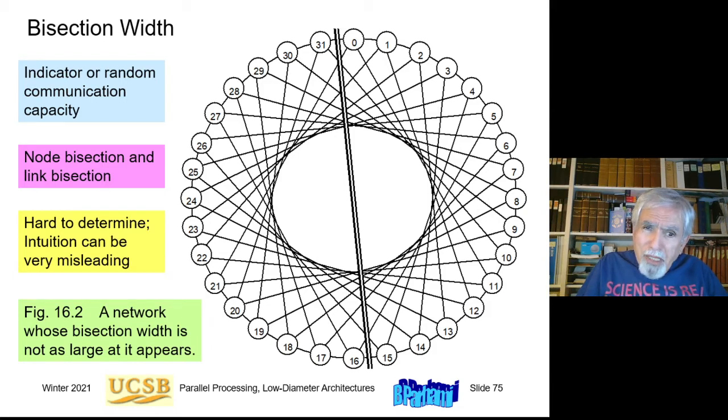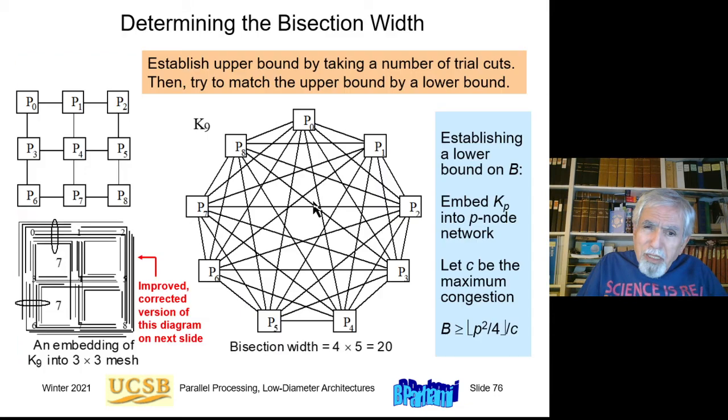So how do we determine bisection width? There's no general strategy for determining bisection width. So let me show you one that works in some cases. We can establish an upper bound on the bisection, and if the upper bound is tight, then it's maybe just as good as knowing the exact bisection. So we typically are satisfied with a lower bound or upper bound for bisection if the exact bisection cannot be determined easily. So here I want to determine the bisection width of this mesh.